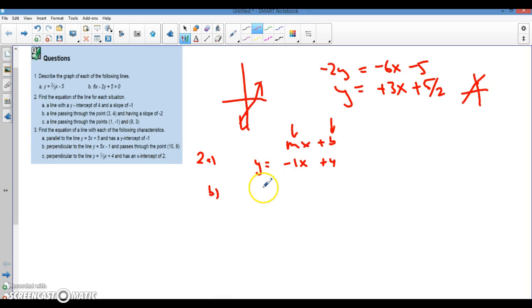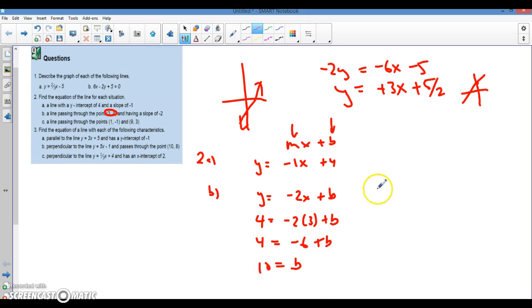2b, I want to go through the point 3,4 with a slope of -2. So you know that there's a slope of -2, but you know nothing else here. So I don't know b. I need to find it. I know a point on the line is the point 3,4. So I can sub that in, 3 as my x, 4 for my y, and do this, something like that. And that is -6 and 4 plus b, and then b is 10. Add 6 to both sides here. And then you're going to need to write this out as -2x plus 10. Okay, so you have that for 2b.